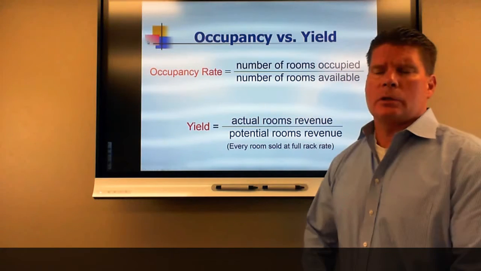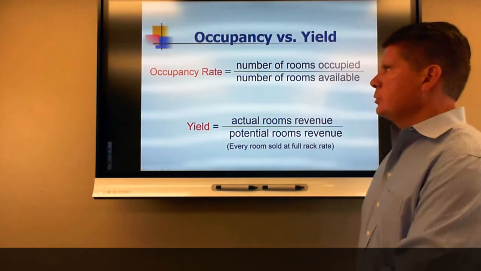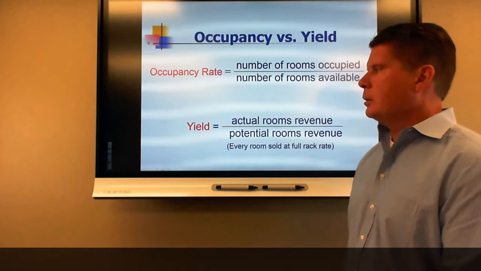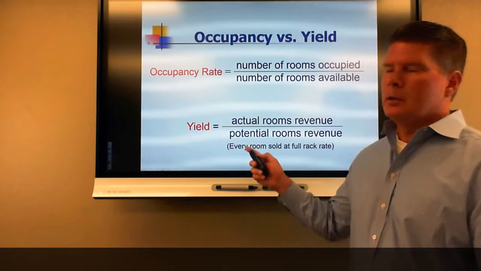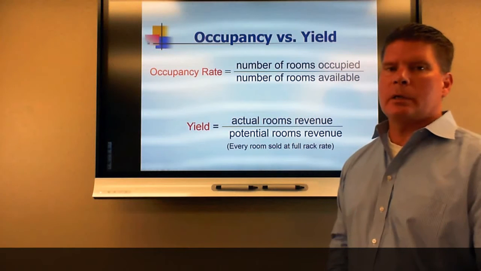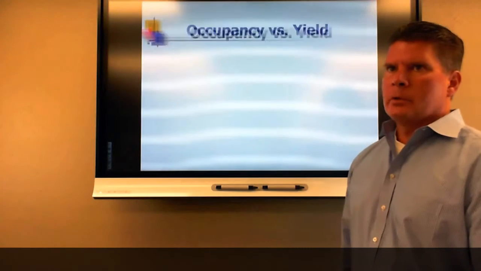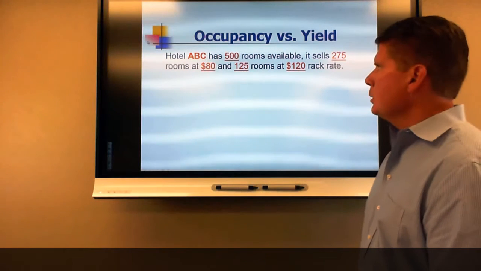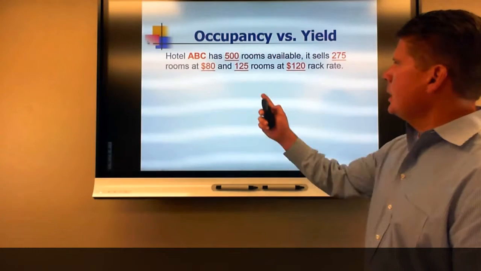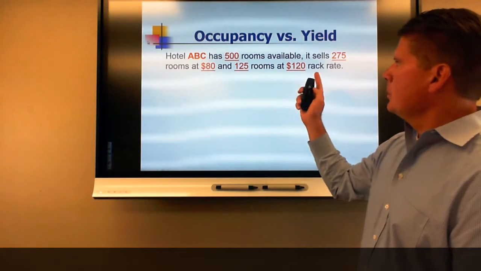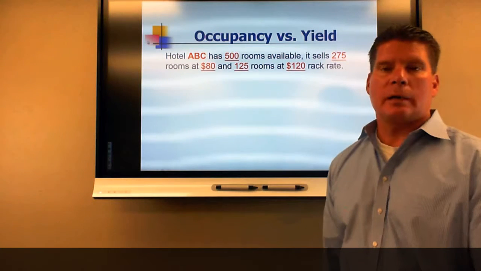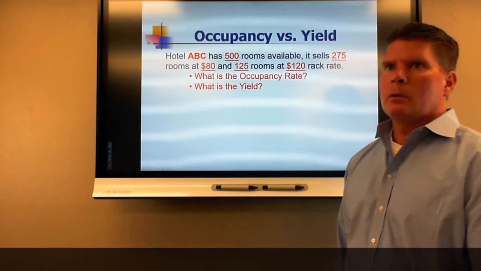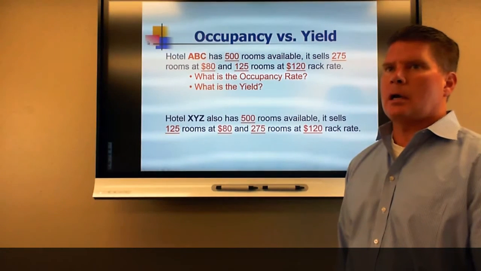Another thing to look at to compare is your occupancy versus your yield, because frequently in the hotel industry we talk about occupancy all the time, but we really should be concerned more about yield. Occupancy doesn't really tell us anything about how much money we make, where yield obviously does. So another example is to look at these two hotels. We have the same hotel where we have 500 rooms and 275 rooms were sold at $80 and 125 rooms were sold at the $120 rack. What we're going to determine is the yield and the occupancy percentage.